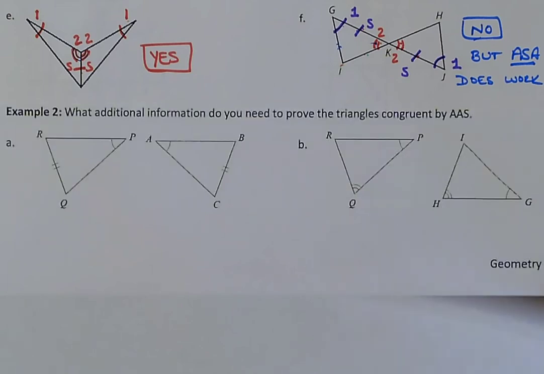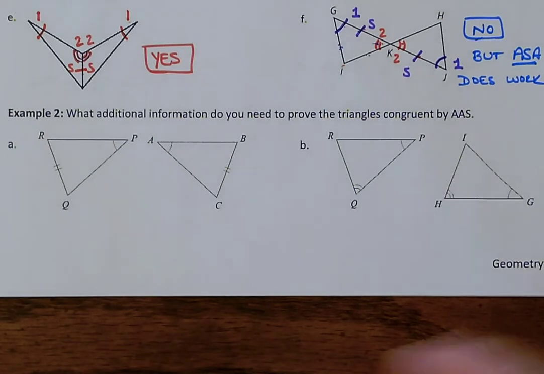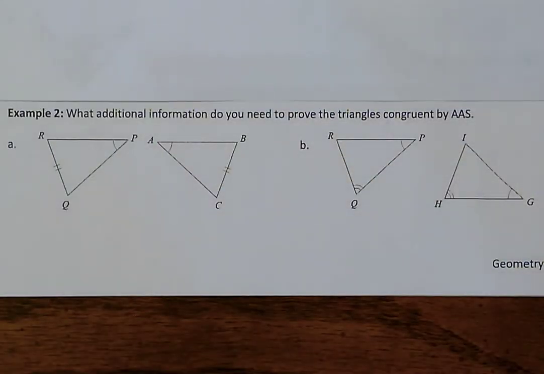All right, so with that said, let's go ahead and take a look at example 2. Now, example 2, much like all of our example 2s for module 5, is going to follow the same format here by asking us what additional information we need to prove the triangles are congruent based off angle, angle, side.